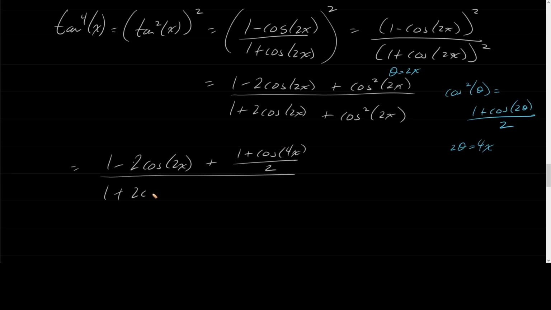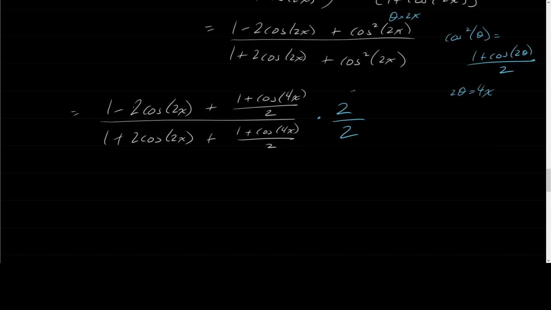Similarly, for the bottom, I end up with 1 plus cosine of 2x plus 1 plus cosine of 4x over 2. And at this point, we're almost done. The thing is, we've got fractions on top, fractions on bottom. We don't like that. So I'm going to multiply by 1, where that 1 is the common denominator. In this case, the common denominator is just 2. So I'm using it to rewrite 1 as 2 over 2, right?